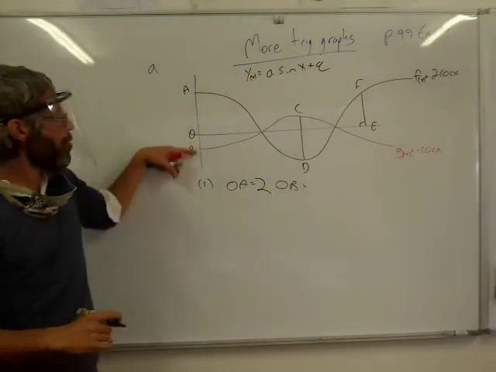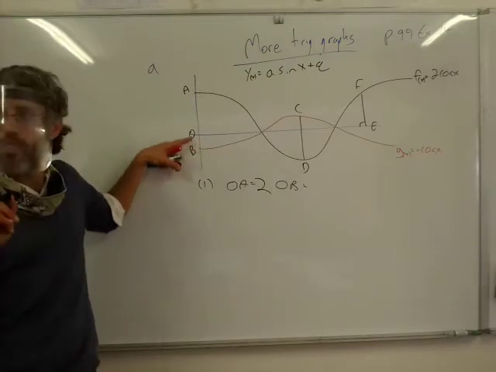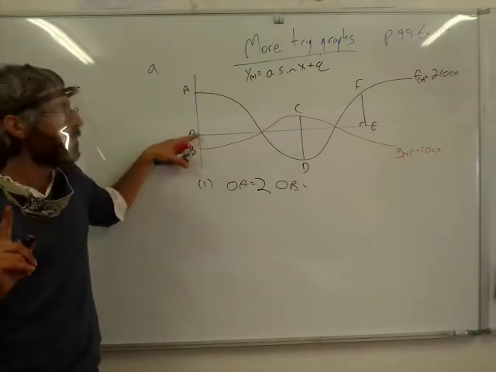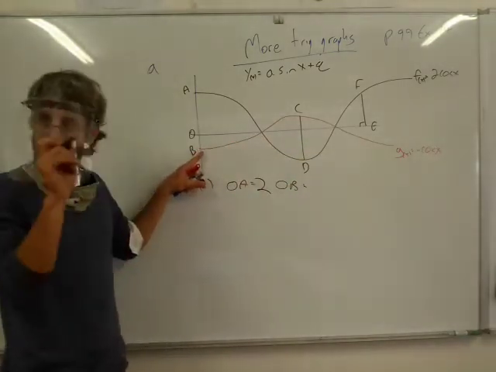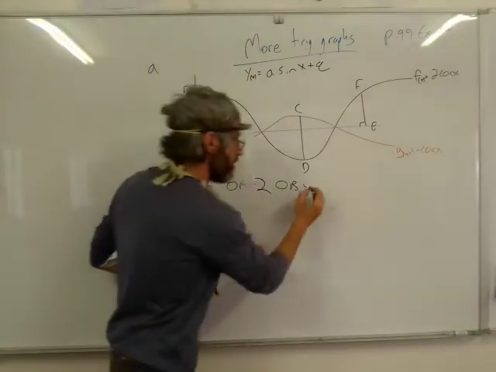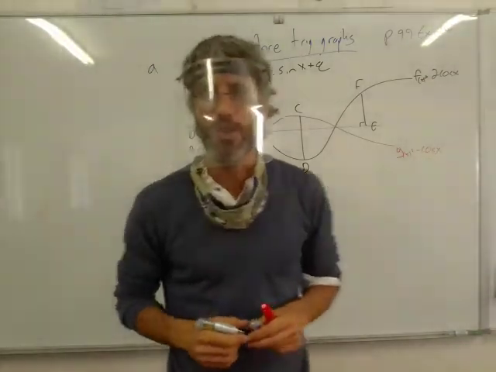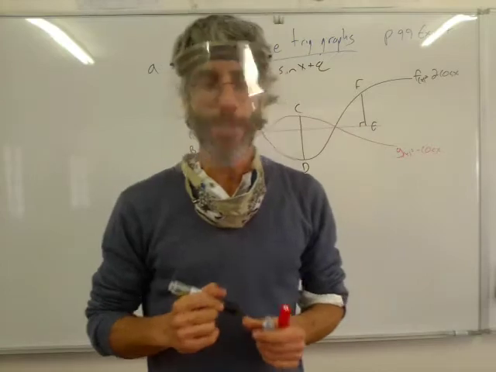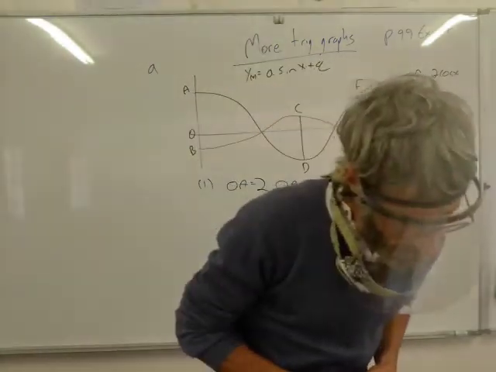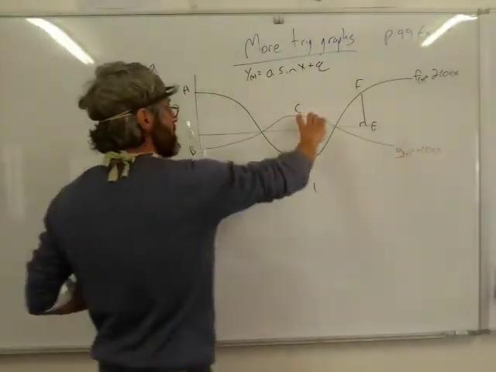What is OB? The length of OB is 1. B is actually minus 1, but the length of OB is 1, because length is a certain size. Okay, cool. Moving on.